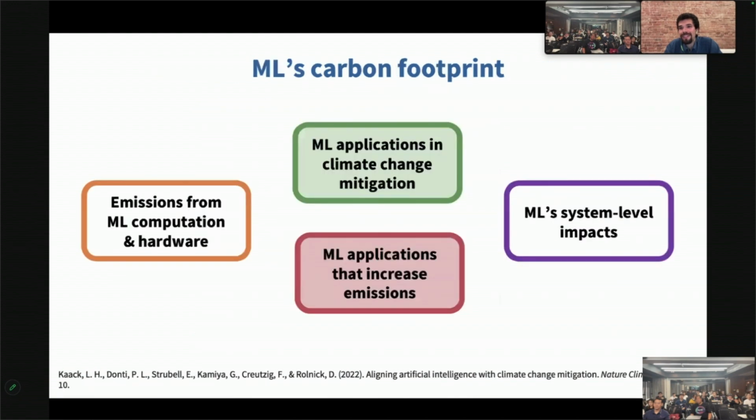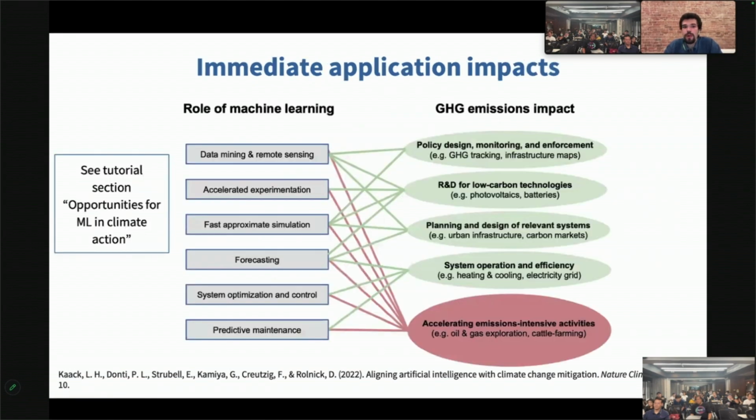However, we're just getting started on negative impacts. We talked about ML applications that can make climate change better. There are also ML applications that can make climate change worse. So you can use these different kinds of machine learning strategies like data mining and remote sensing for all these positive things. You can also use them to accelerate emissions intensive activities, and that is being done a lot.